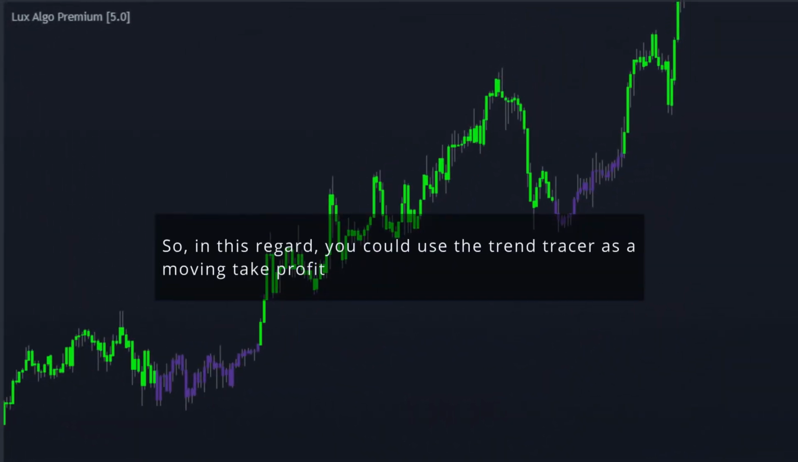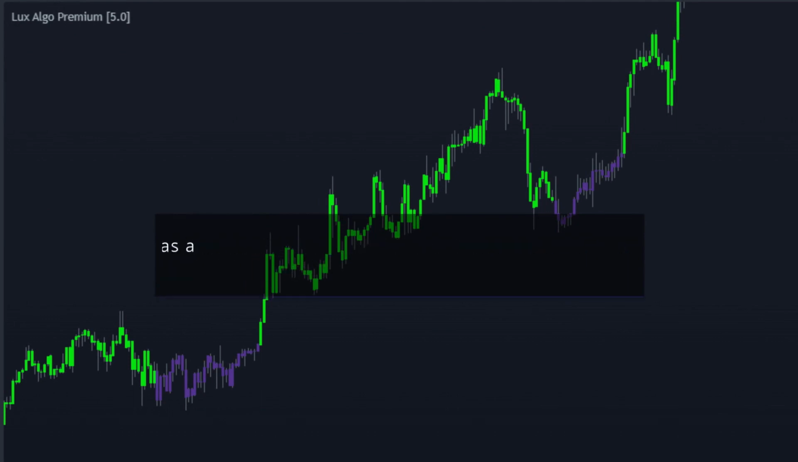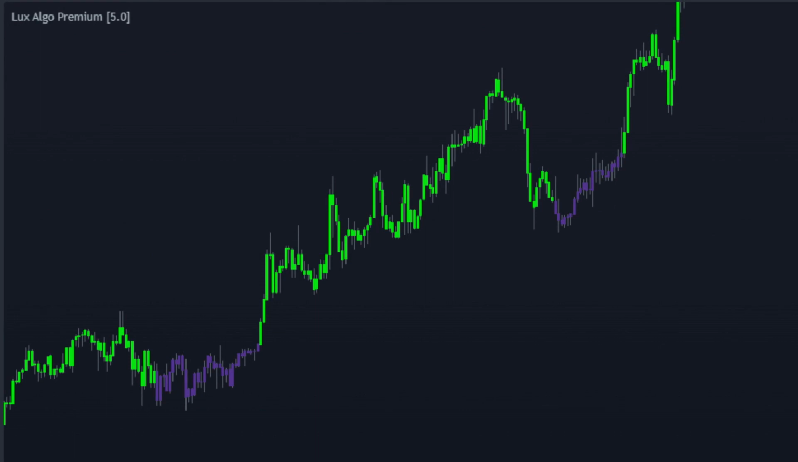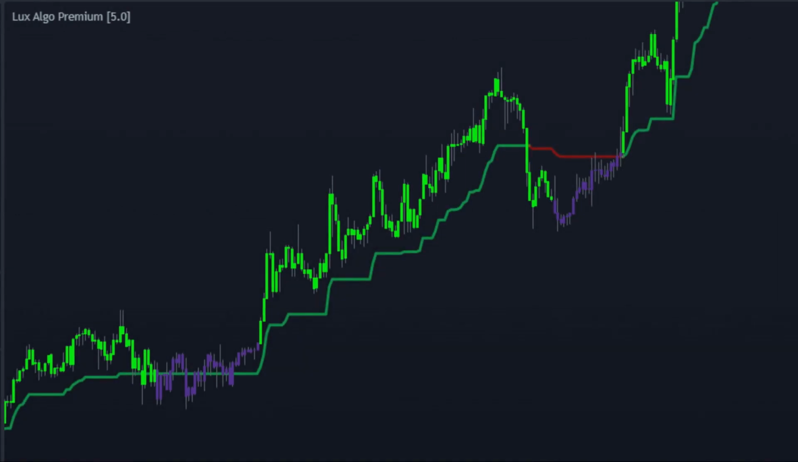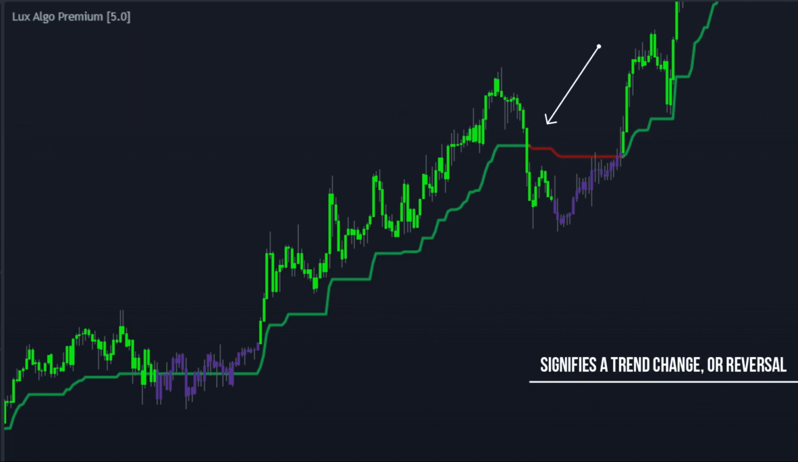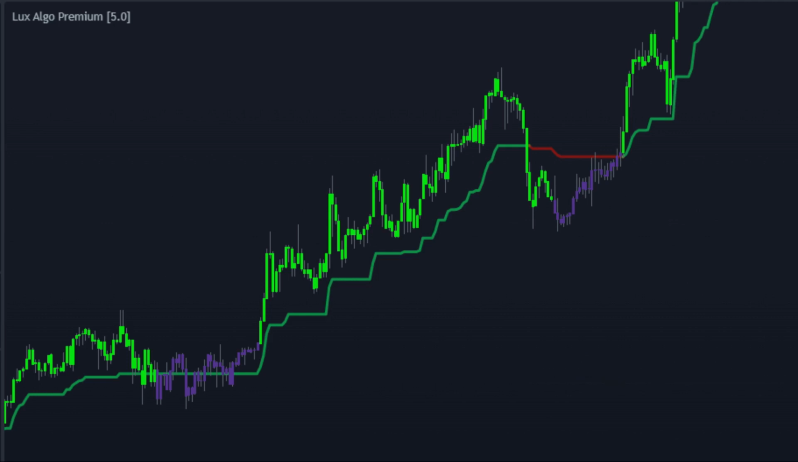So in this regard, you could use the trend tracer as a moving take profit, saying, I'm going to stay in the trade until price passes through the trend tracer. If price just keeps bouncing off the trend tracer, I'm fine with that, but once it crosses through and this signifies a trend change or reversal, then this says to me it's time to get out of the trade with the profits I've already made.